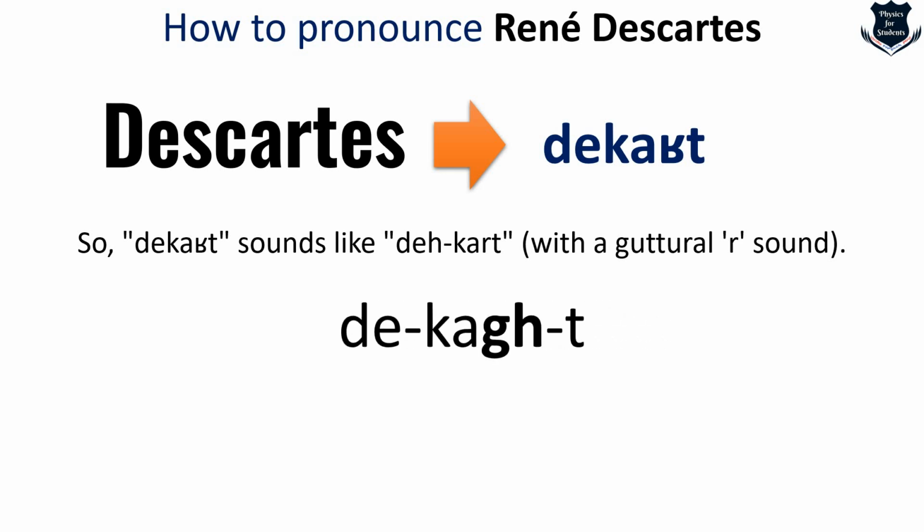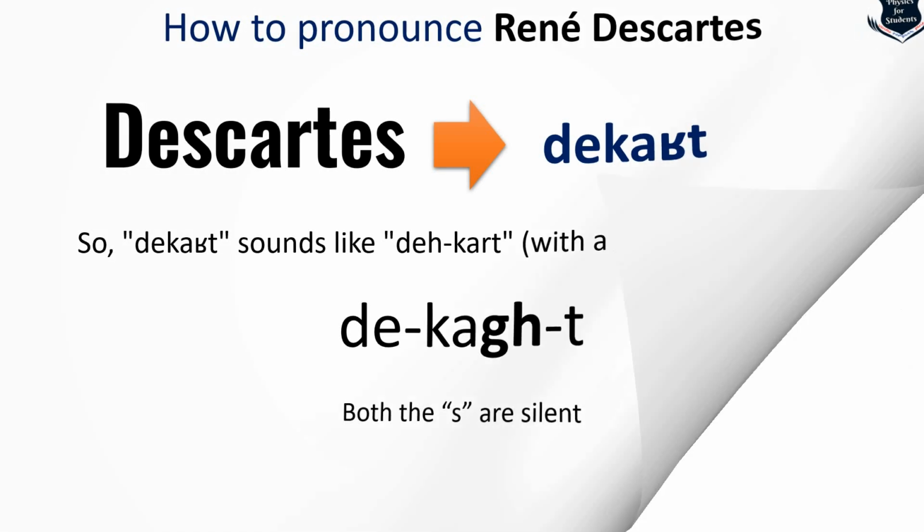Descartes, Descartes. So DE has got no problem. Ka has got no problem. Only the problem is with that GH. I've just written it as GH so that you can understand it's a guttural R sound which is coming through from this part of the throat. Descartes. So both the S are silent.